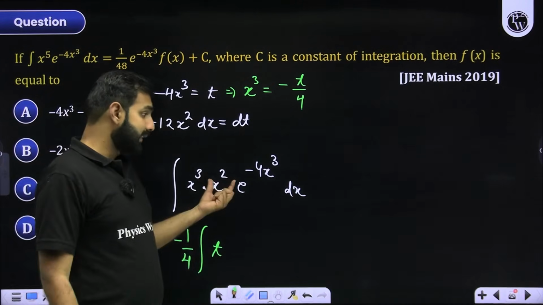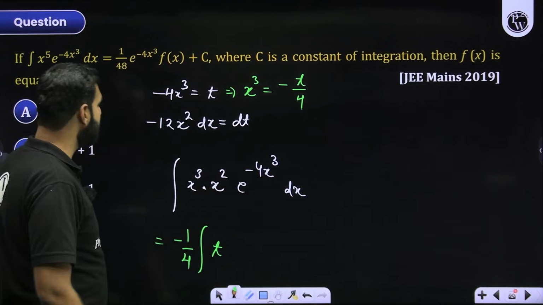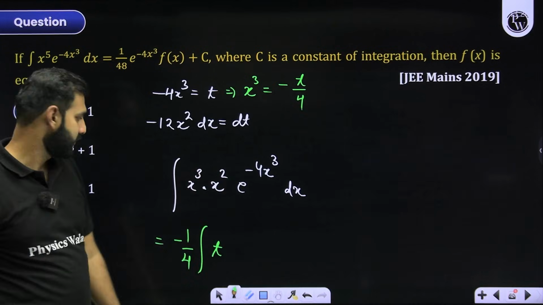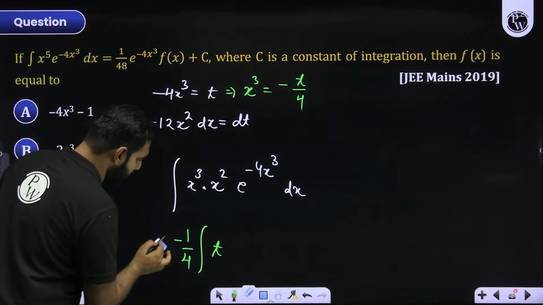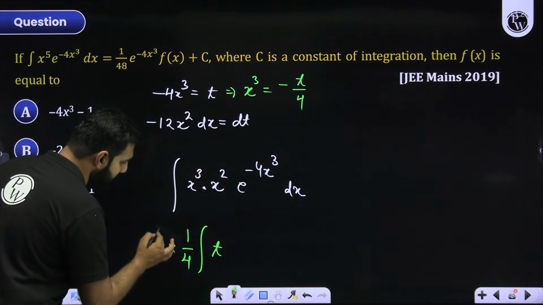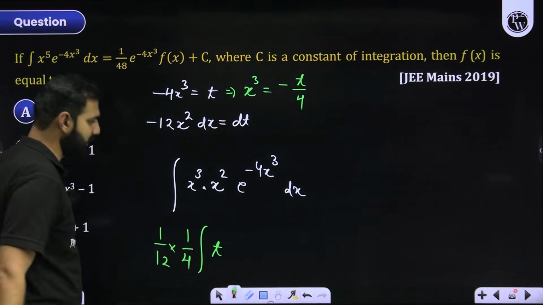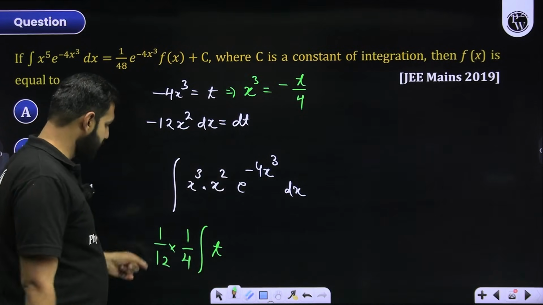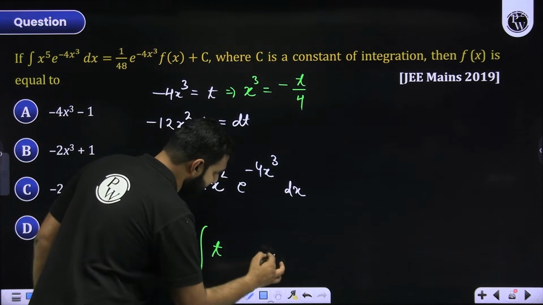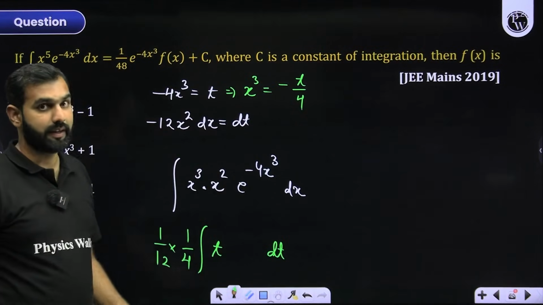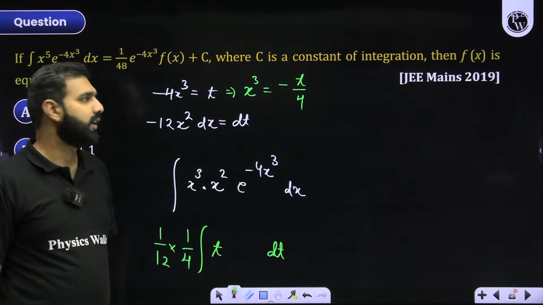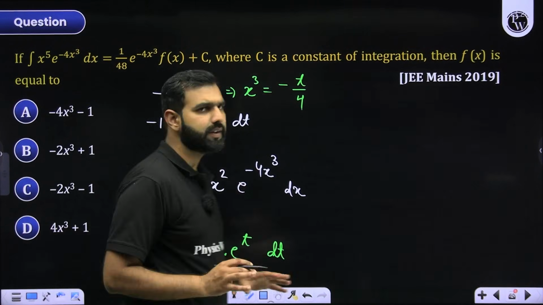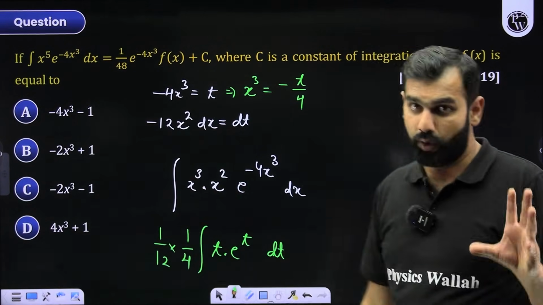Great. This x square dx, I hope makes complete sense here, that x square dx can be replaced by dt upon minus 12. So it is going to be dt upon minus 12, which means this minus and that minus get cancelled, and we are left with 1 by 12 as well, because minus minus plus. So minus 12 is already there. I'll write it as dt. But one more thing I should take care of is e to the power minus 4x cube. But minus 4x cube was t. So I'll be writing it as e to the power t. Did you understand this substitution, students? I hope there is no confusion.